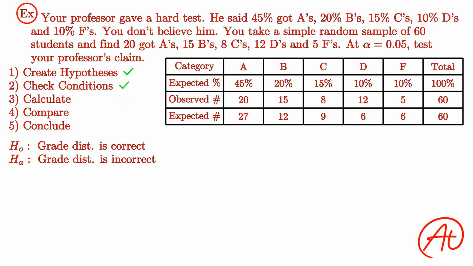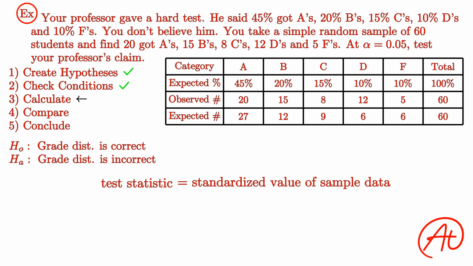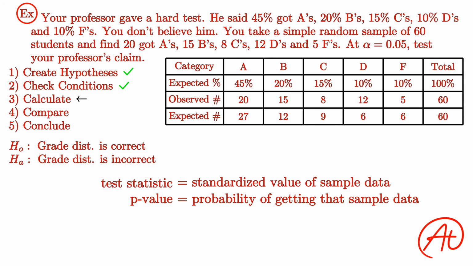Okay, now that our conditions are met, we can move on with the problem and calculate the test statistic and p-value for our sample. As a reminder, a test statistic is just a standardized value that describes how far our sample data is from our assumed population parameters. And the p-value describes the probability of getting our sample data that is that far from the assumed values if the assumed values are actually correct.